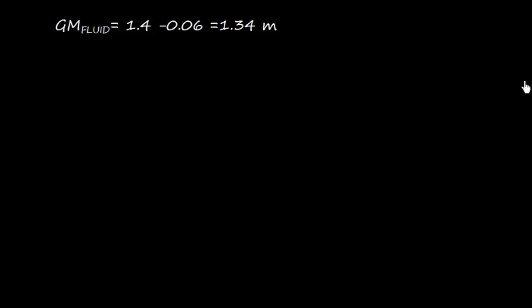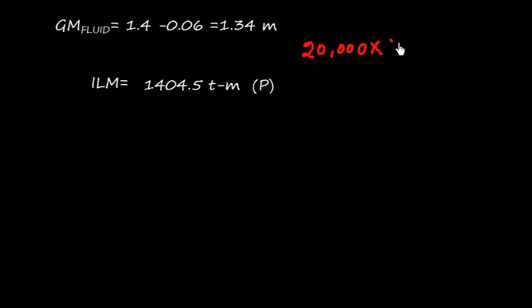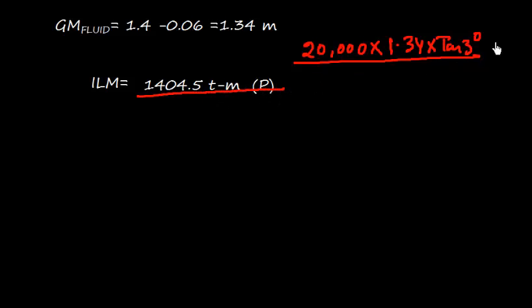1.34. Now let us find initial list moment, which is the product of displacement, which is 20,000, into GM, which is 1.34, into tan 3 degree. After multiplying this, I get this value, which is 1404.5 ton meter. And since the ship is listed to port side, so the list moment is also towards port side.